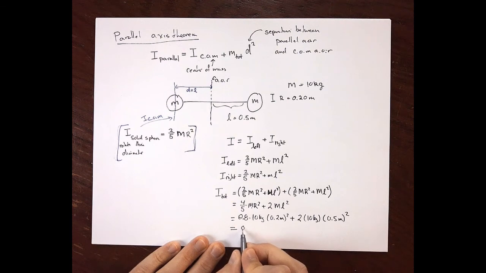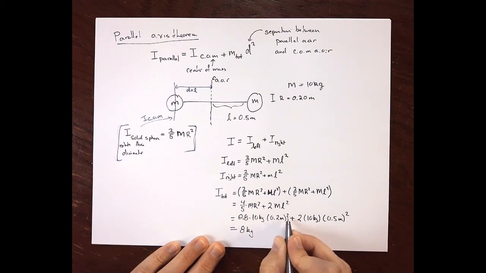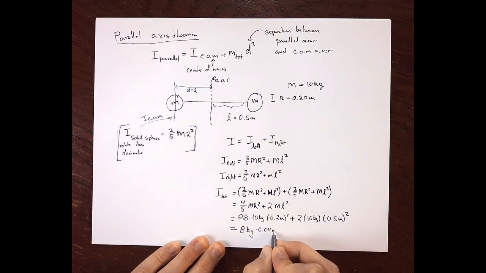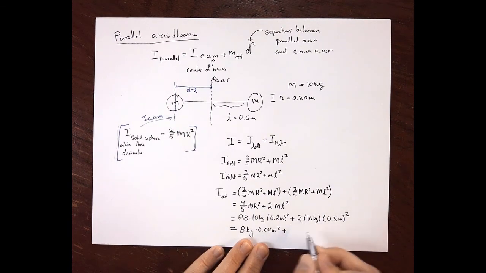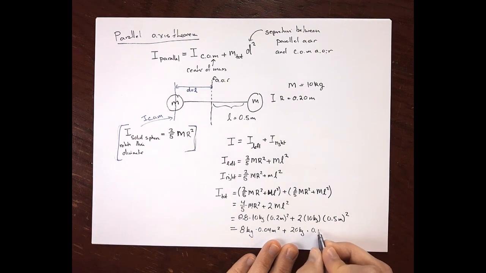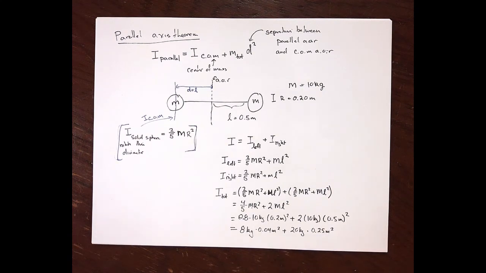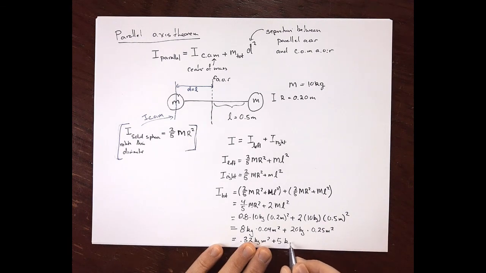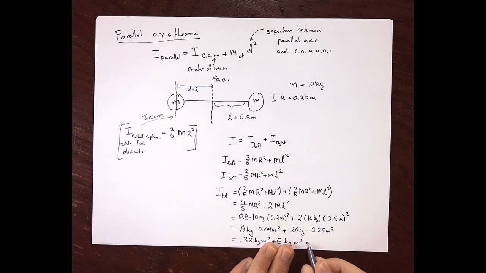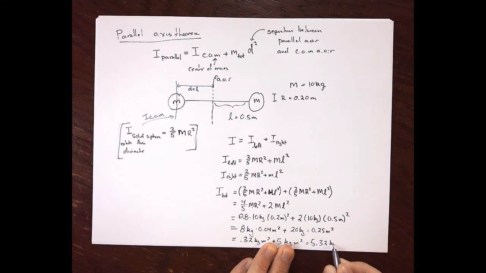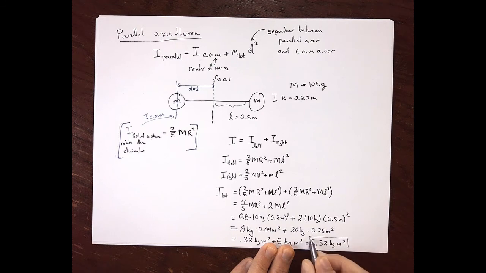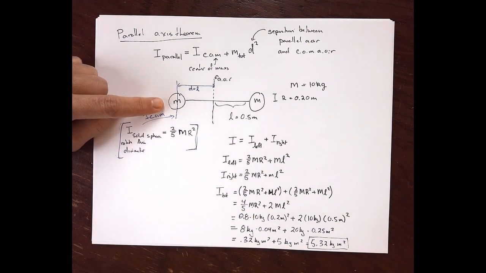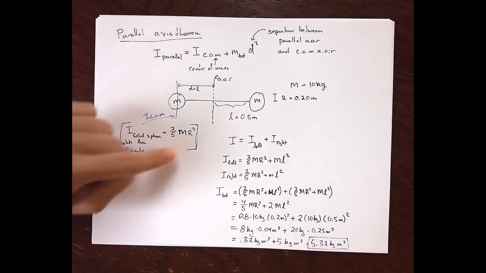0.8 times 10 kilograms is 8 kilograms. 0.2 squared is 0.04 meters squared, plus 2 times 10, that's 20 kilograms, times 0.5 squared, that is 0.25 meters squared. So 0.32 kilogram meters squared plus 5 kilogram meters squared, or 5.32 kilogram meters squared, will be the moment of inertia for this dumbbell setup, where we don't have point masses, but instead we're paying attention to the masses in these big solid spheres.